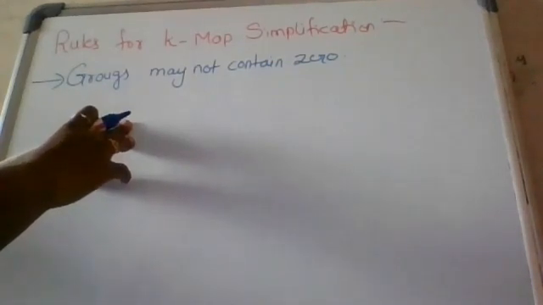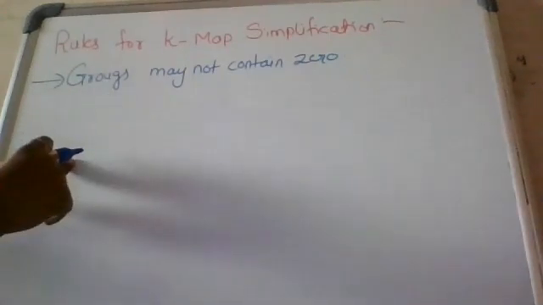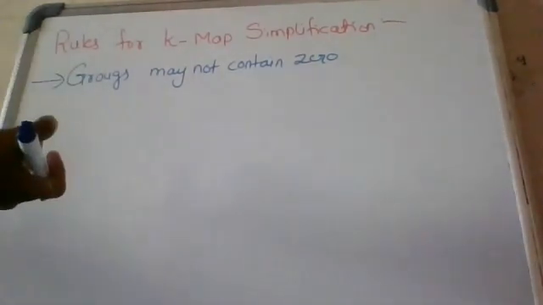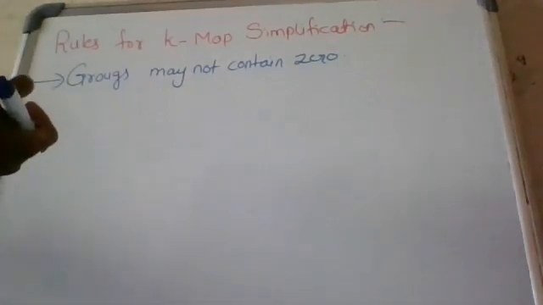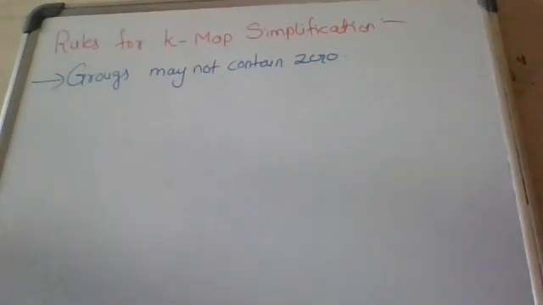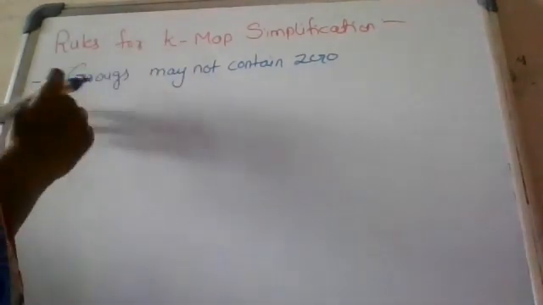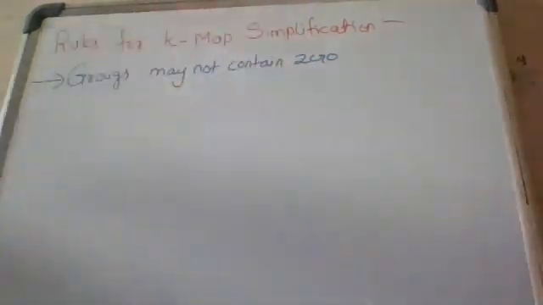Whenever the equation is in sum of products form, we take 1s for grouping. If it is in product of sums form, we take 0s. In this K-map, we should always take sum of products form. That's why 1 is always taken, which means 0 is not there.